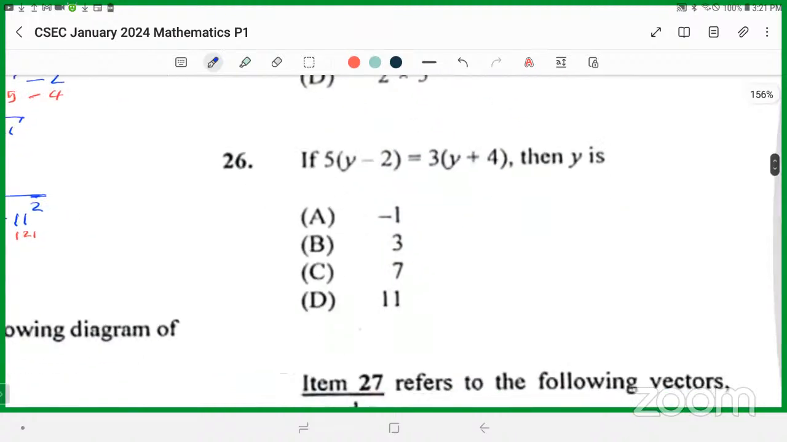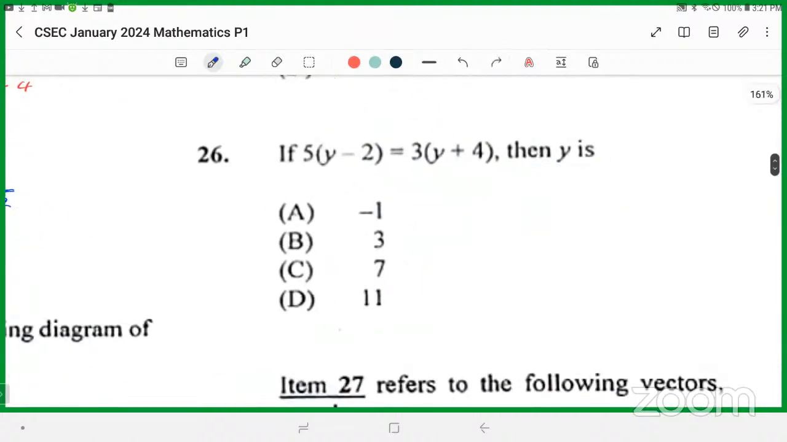Then we'll come to this one. It says, what is y? We're solving for y. So we're solving this equation for y. I'll expand it out first. Expand this side first.